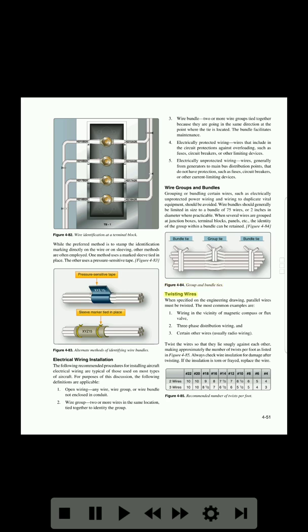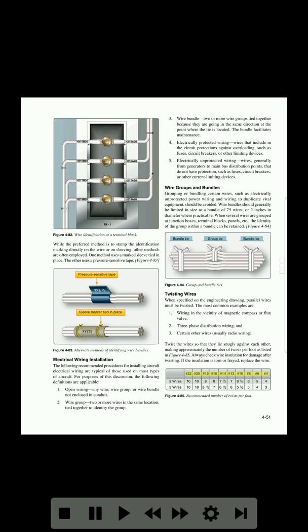Twisting wires. When specified on the engineering drawing, parallel wires must be twisted. The most common examples are: 1. Wiring in the vicinity of magnetic compass or flux valve. 2. Three-phase distribution wiring, and 3. Certain other wires, usually radio wiring. Twist the wires so that they lie snugly against each other, making approximately the number of twists per foot as listed in figure 4-85. Always check wire insulation for damage after twisting. If the insulation is torn or frayed, replace the wire.